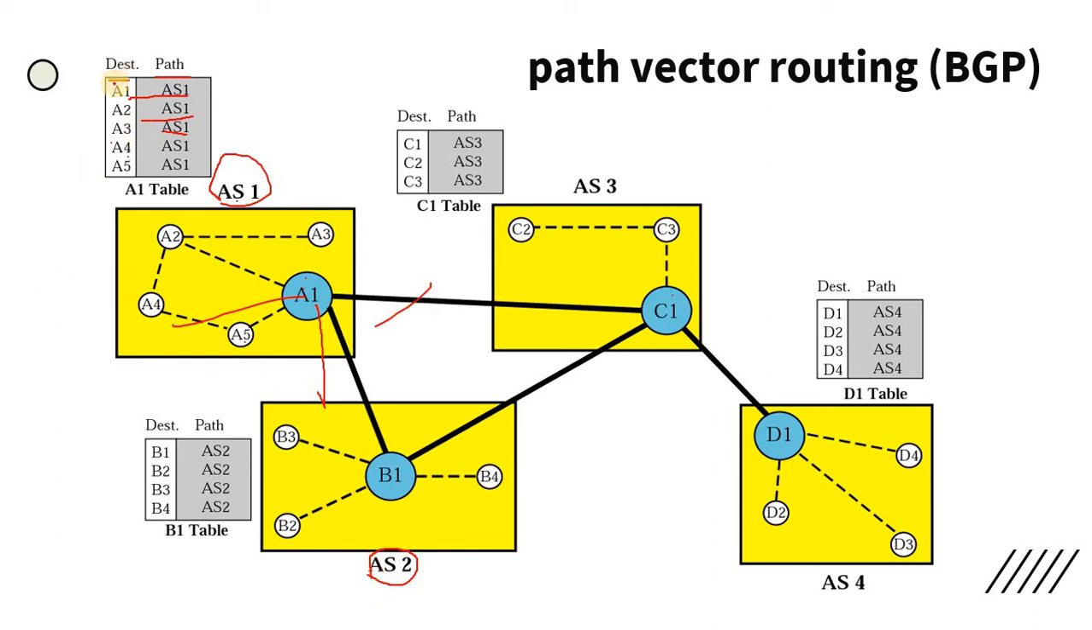We already understand that if it is in the same system, then the path is only AS1. Now, because we all know that only the speaker nodes can communicate with each other, A1 to B1, yes. So if A1 wants to communicate with B1, then the path is AS1 to AS2.